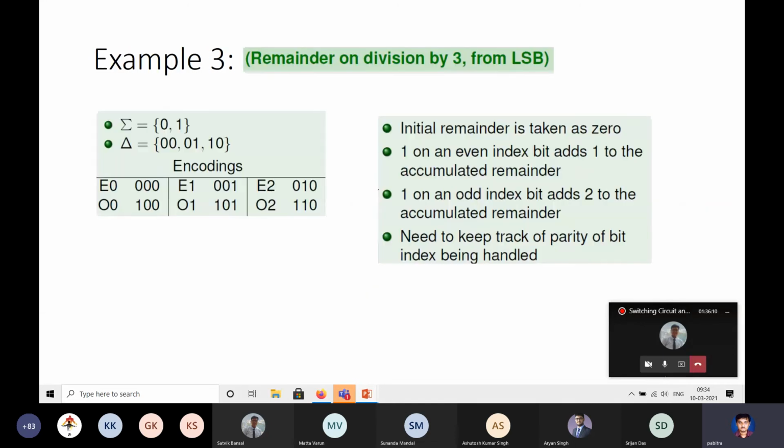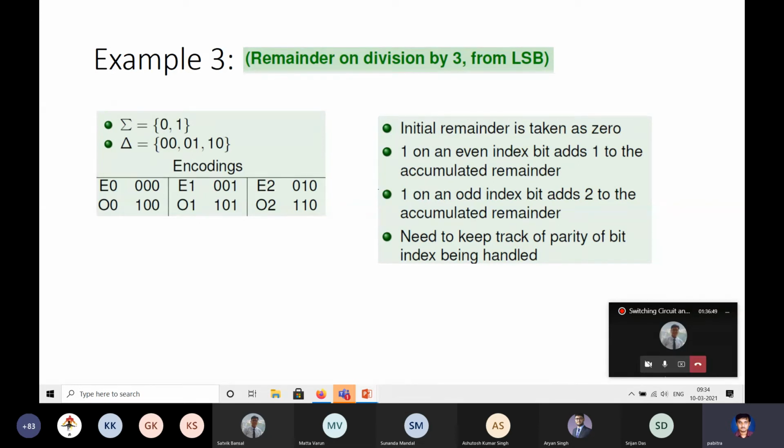But now the next remainder will not only depend on the current remainder, but also on whether the next bit is coming at an odd index or an even index. So currently you have seen an odd number of bits or an even number of bits, and accordingly the next index is odd or even. So the rule is as follows. Initially, let us assume the remainder to be 0.